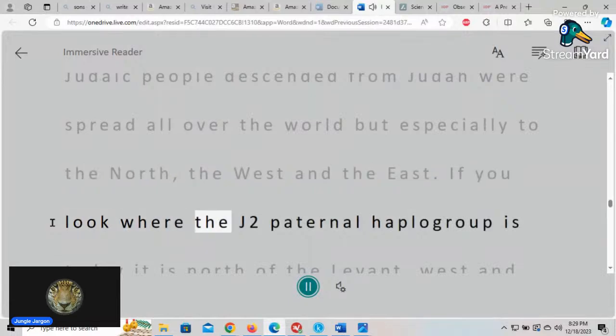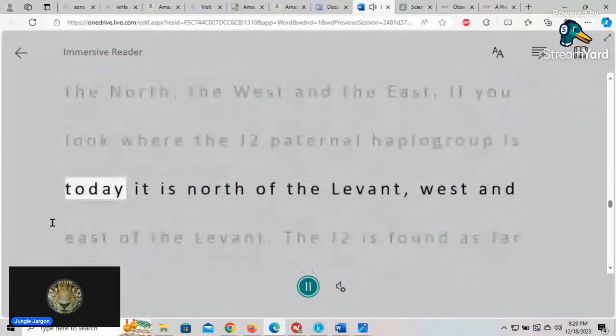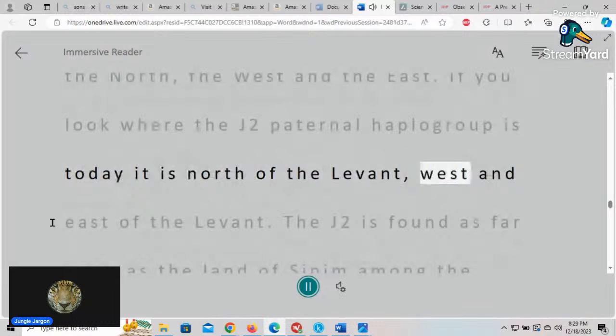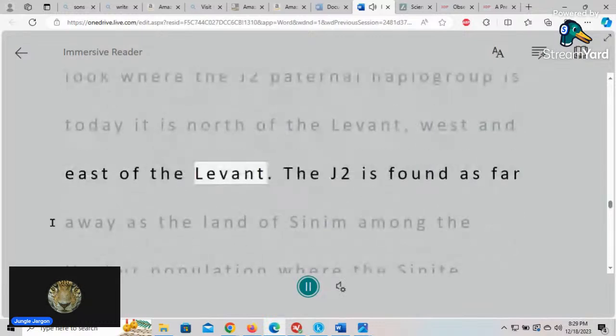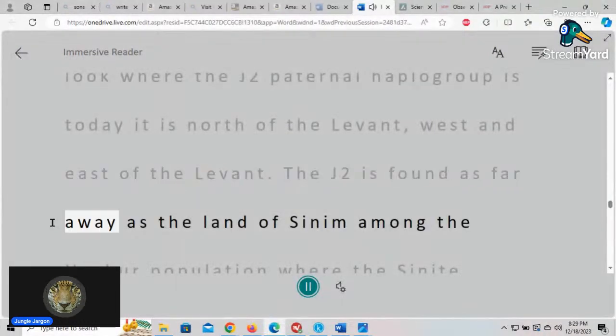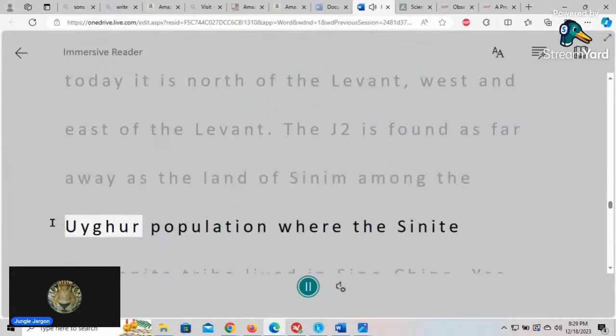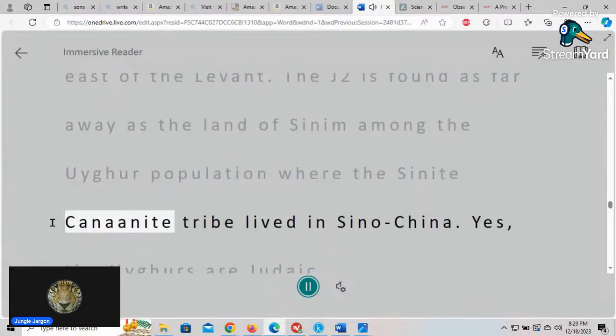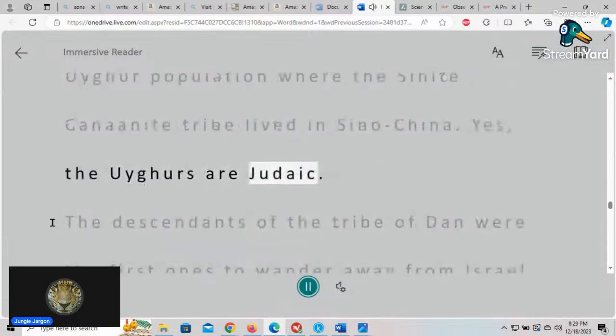If you look where the J2 paternal haplogroup is today, it is north of the Levant, west and east of the Levant. The J2 is found as far away as the land of Sinim among the Uyghur population where the Sinite Canaanite tribe lived in Sino-China. Yes, the Uyghurs are Judaic.